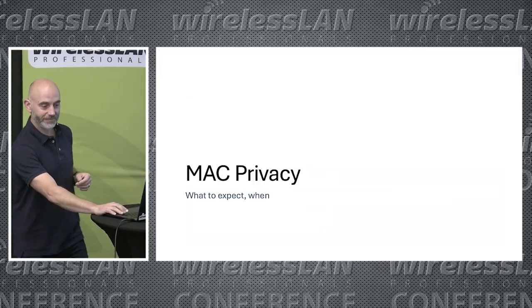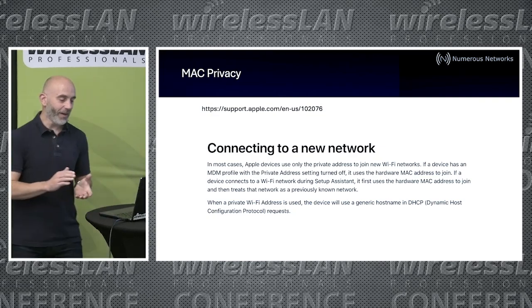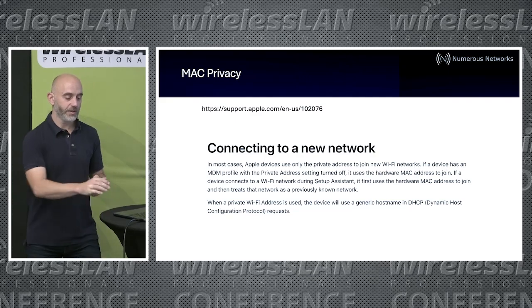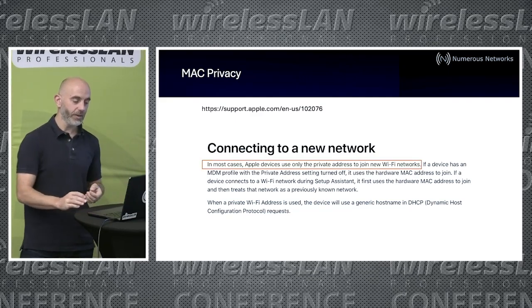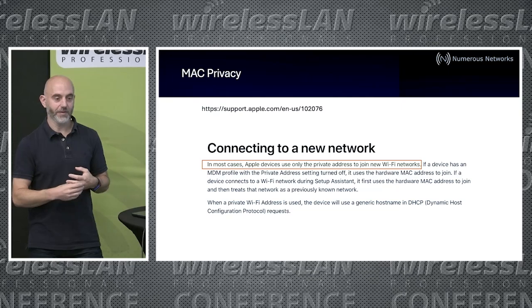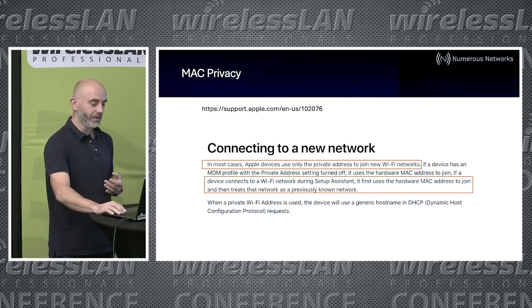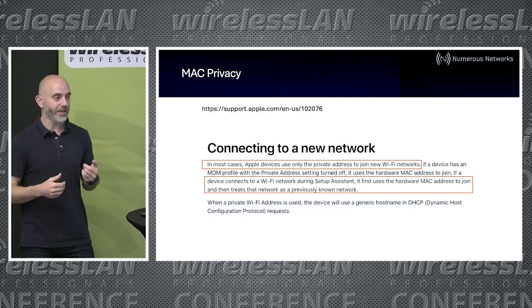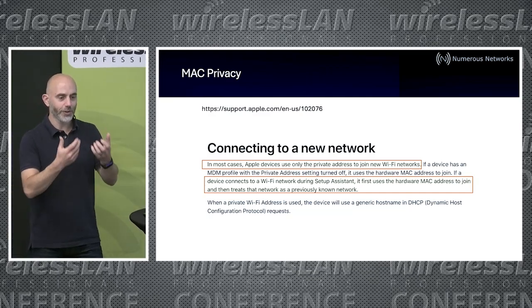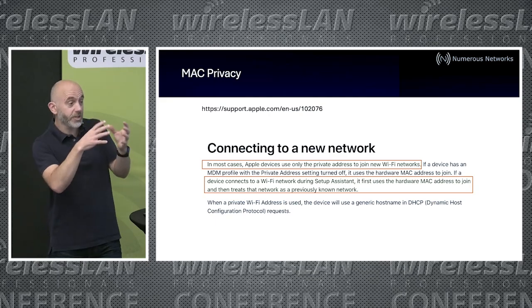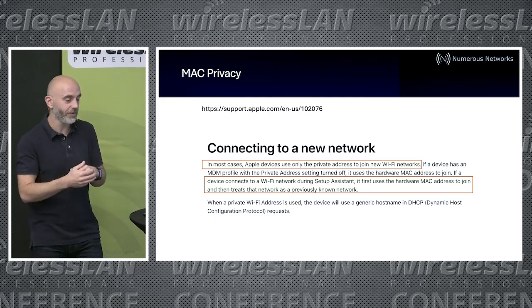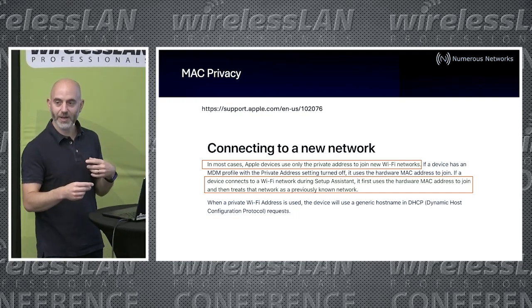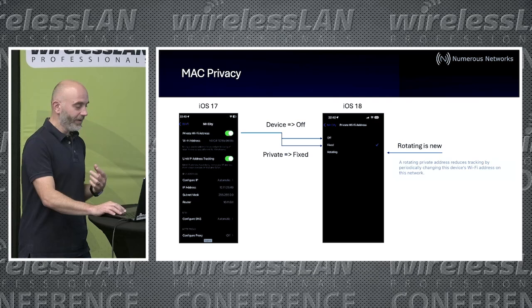Back to privacy. Okay, so when you're connecting to a new network, what happens? Oh, you are likely to get a private address. Well, it depends. Because actually, if you come up during the setup assistant, you've got a brand new phone and you turned it on and it goes, oh, should we connect you to a network? It's just to get you all going and set it up and transfer your iCloud. Actually, it first uses a hardware MAC, and then it treats it as a previously known network. So what does all that mean?